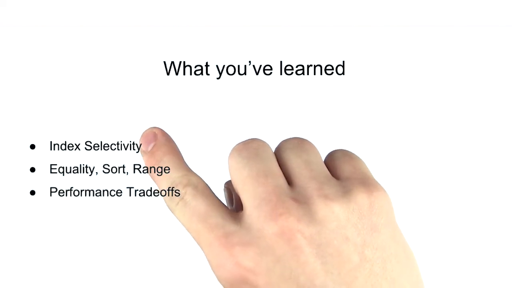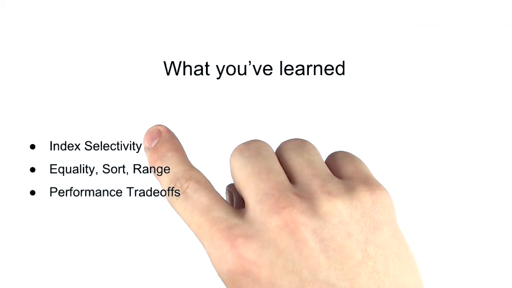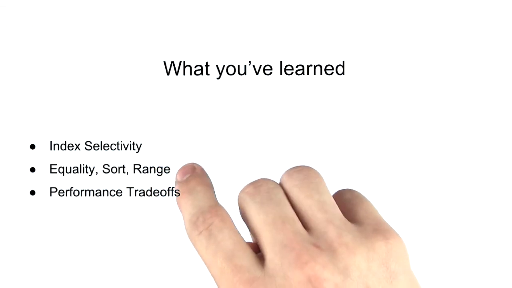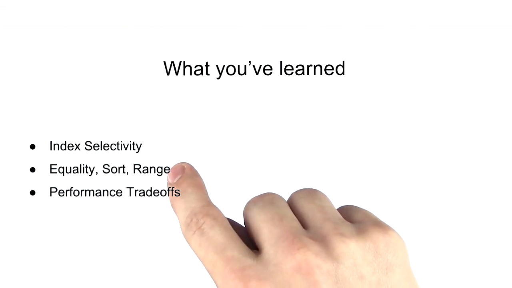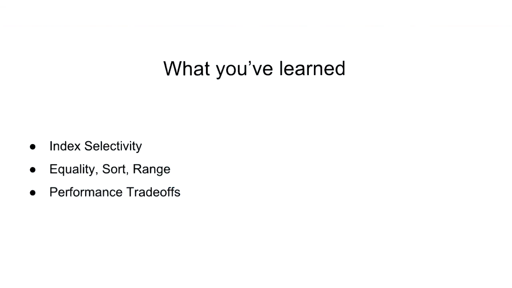So we talked about index selectivity, and when we choose our indexes, we want to make sure that the most selective fields are first. We also talked about equality sort range, which is a really great rule for determining how we should order our index fields. And finally, we talked about performance trade-offs. Sometimes it makes sense to be a little bit less selective to prevent an in-memory sort, because in the end, our execution time will be the lowest.